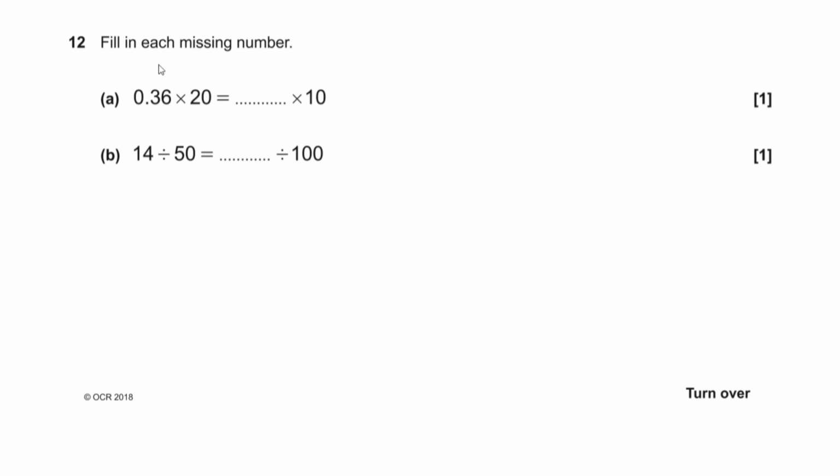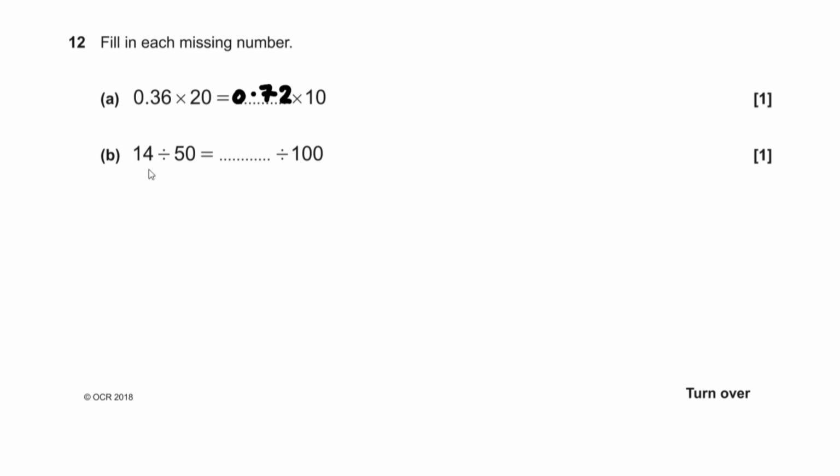Question 12. Fill in each missing number. Part A, I've got 0.36 times 20 equals something times 10. Well, if I halve the 20, I get 10, which means I need to double the 0.36 to get 0.72. So I've got 0.72 times 10 is the same as 0.36 times 20.